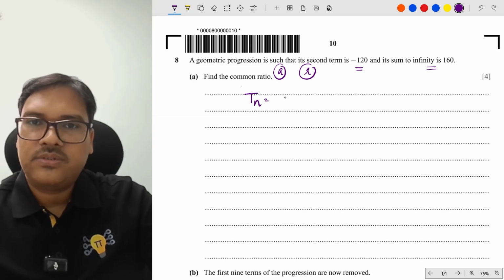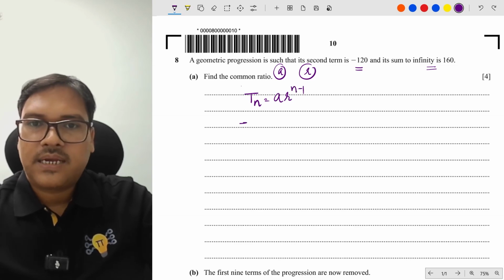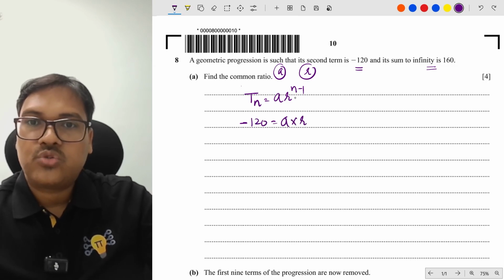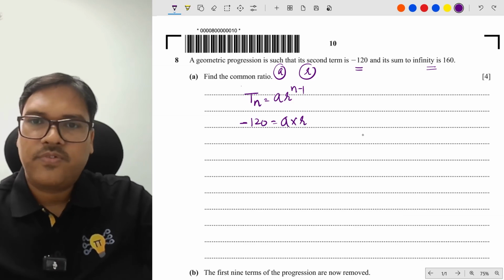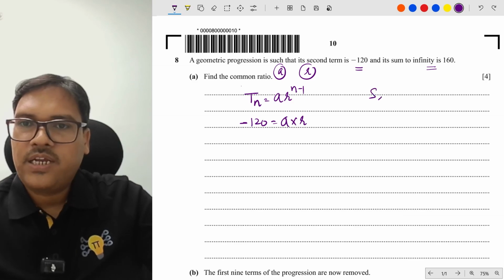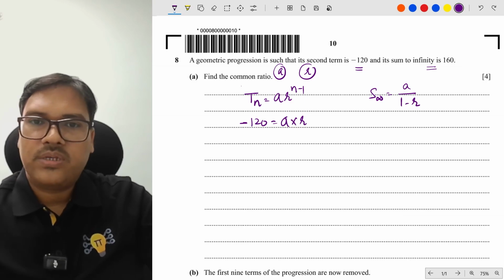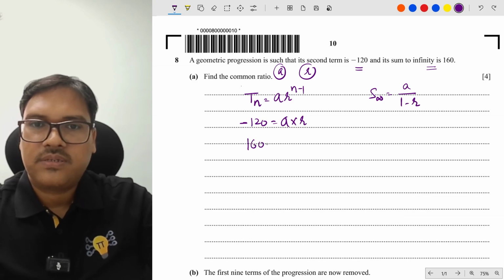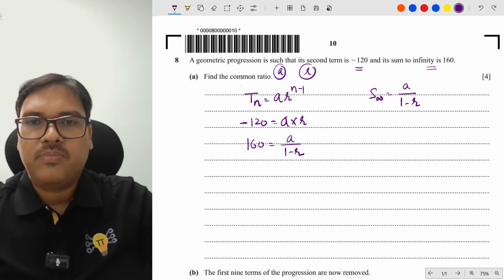What is the nth term of a geometric progression? This is the first term into r raised to n minus 1. So the second term is minus 120, which is equal to a into r raised to 2 minus 1, which is ar. That is the second term. And the sum of infinite terms is a upon 1 minus r. So 160 is equal to a upon 1 minus r, the first term upon 1 minus r.